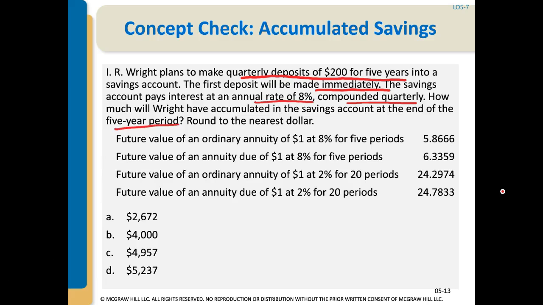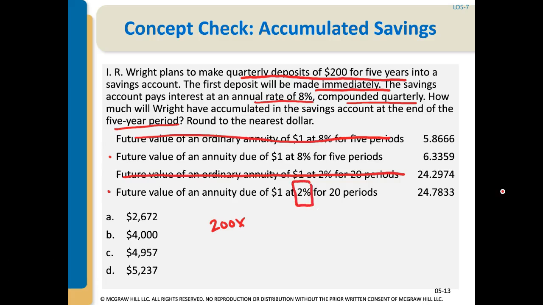Well, we're going to take the $200 times some factor, right? And the question is, what's the factor? Well, let's look. We already said that the first deposit will be made immediately, so we know it's going to be an annuity due. So let's just cancel out anything with a future value of an ordinary annuity. Now we've narrowed it down to 2 options. Because it is compounded quarterly, which means we have 4 periods a year, we have to take the 8% and divide it by 4. So our interest rate will be 2%.